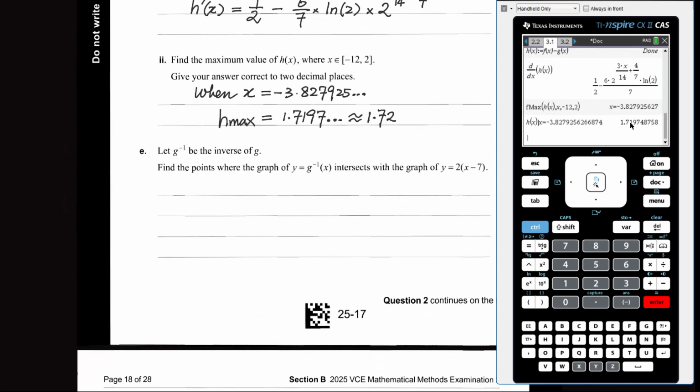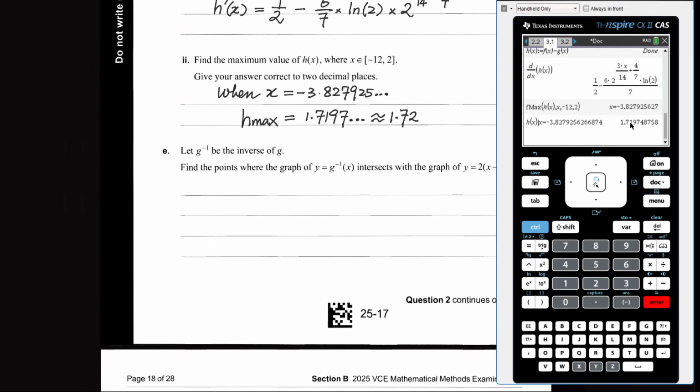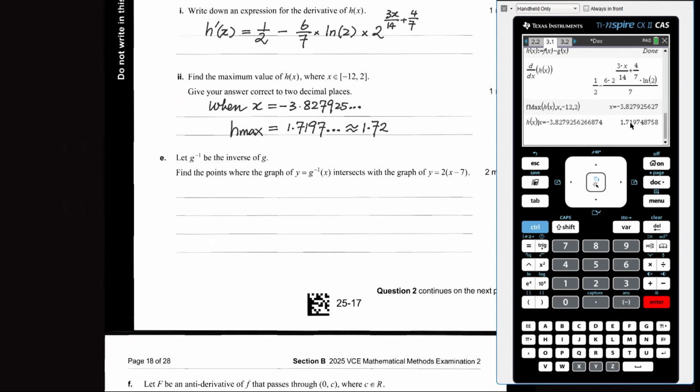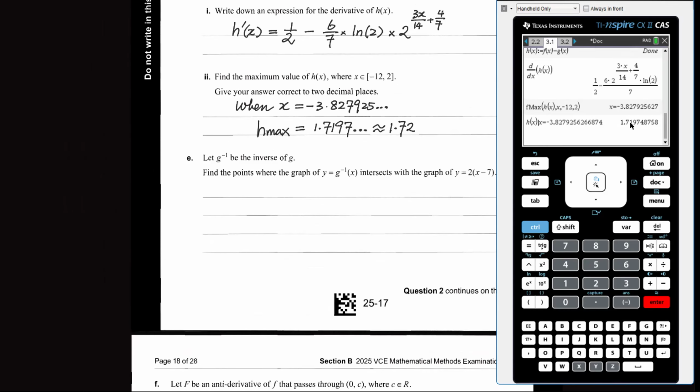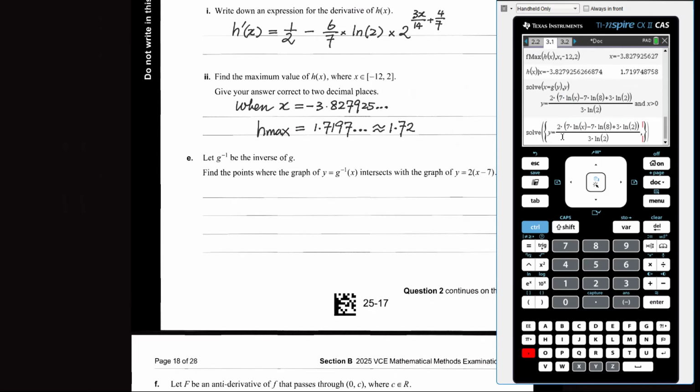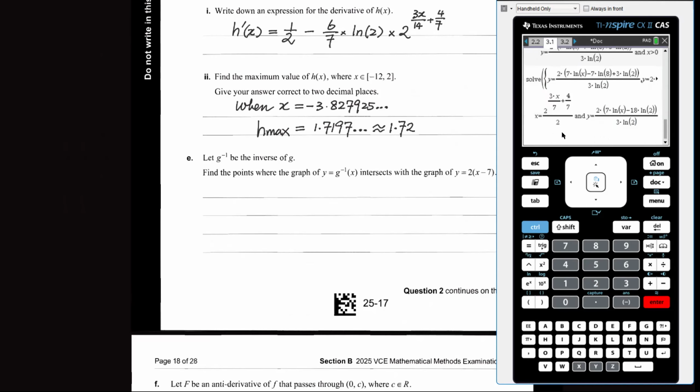Okay. G inverse is the inverse of G. Find the points where the graph of G inverse of x intersects with the graph y equals 2x minus 7. So if you try to solve x equals g of y now for y, you get that expression. And then you can solve a pair of simultaneous equations, x, y.